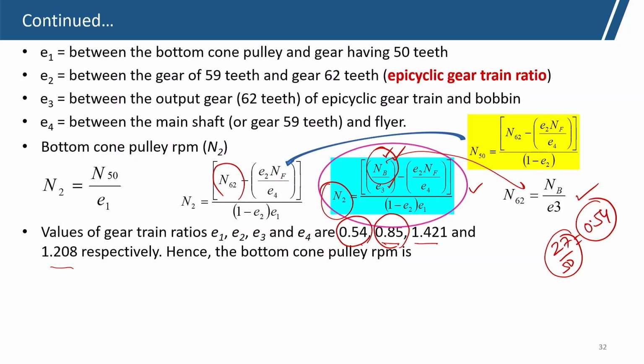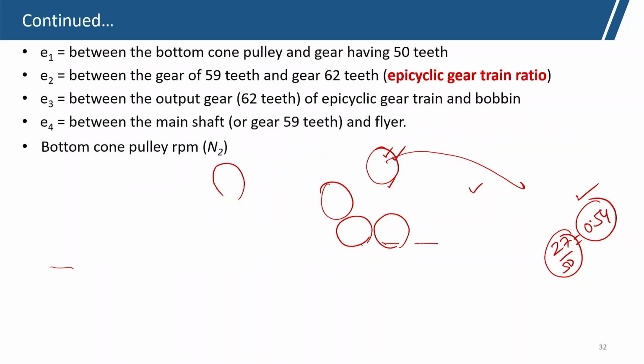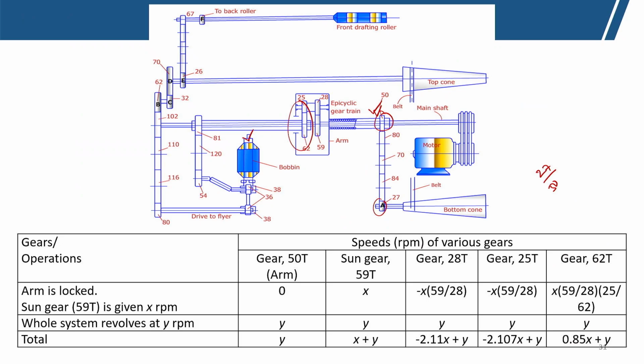Now, how to calculate 1.421? 1.421 is between the gear output 62, the epicyclic gear output, and that gear to the bobbin, 62 and the bobbin. It is 1.421. Now, see from this gear to bobbin. So, it will be 81 by 54 and 36 by 38.